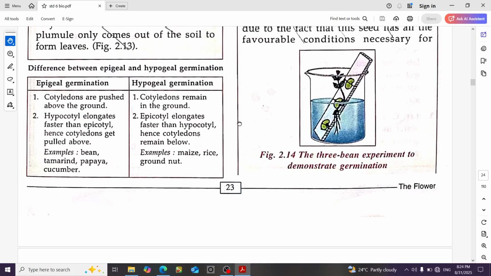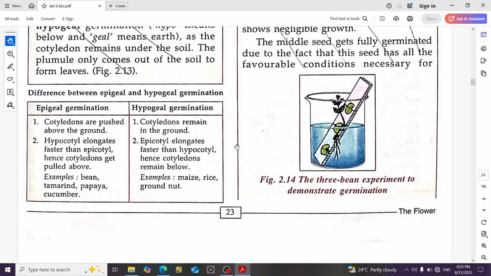So here there is a difference between epigeal and hypogeal. When cotyledons are pushed above the ground, it's called epigeal. When they remain in the ground, that is hypogeal. So the hypocotyl elongates faster in epigeal. Examples are also given. Have a look at it.